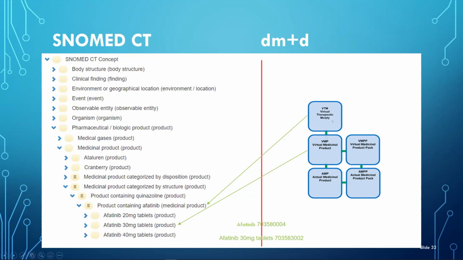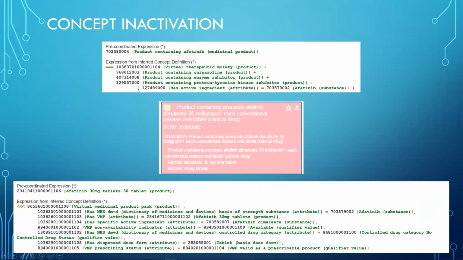And if you look at this, we have on the right hand side here virtual therapeutic moiety, and then underneath that the virtual medicinal product, an actual medicinal product, and then there's a pack for the virtual medicinal product and the actual medicinal product. And in this instance, we're looking at afatinib and the 30 milligram tablet, and those map ultimately to those codes within SNOMED CT.